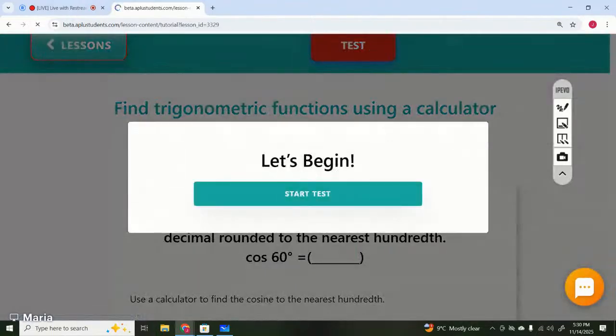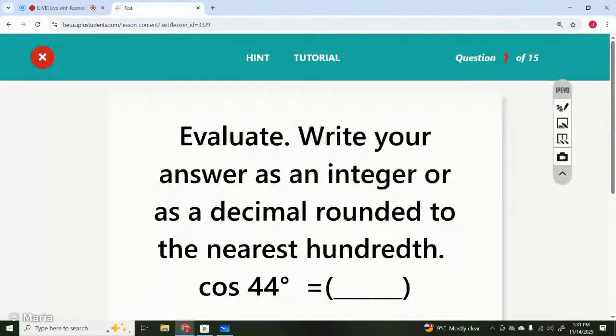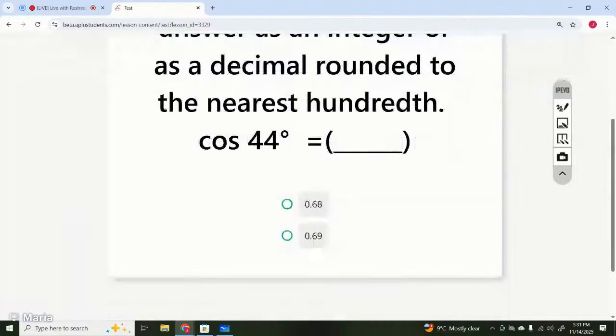Let's just start with the test questions. Cos 44. So just go to the calculator. You have a cos button there. Type the cos and the number is 44. So the correct option is 0.69. Option number 2 is the correct option, that is 0.69.